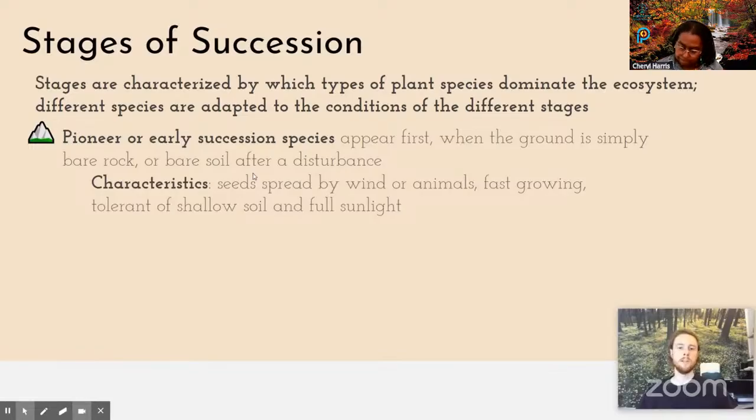So we have a picture here of the wind blowing seeds to help us remember that pioneer species need to be able to be dispersed by the wind.